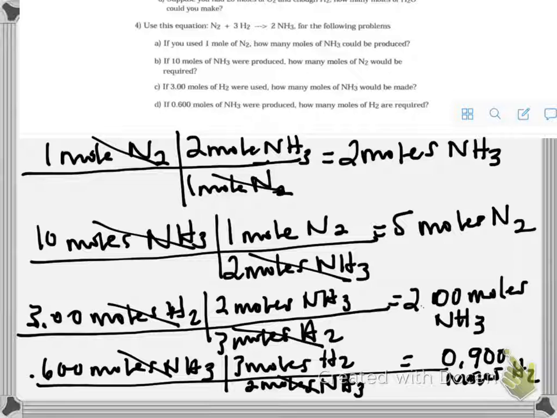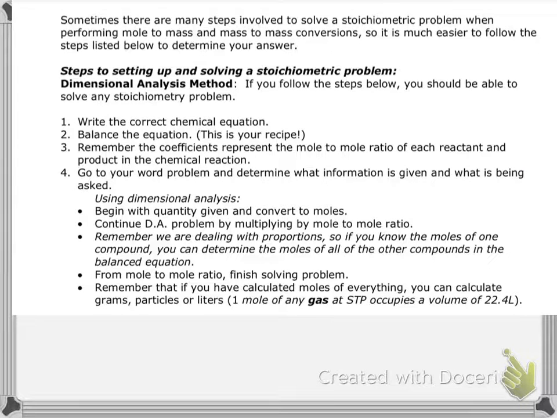Okay, so in this set of notes, you have some steps that you can always refer back to help you set up and solve a stoichiometry problem. And this is when you're working from mass to mass conversions. And what that means is you're going to be given the mass of one of the substances in a balanced equation, and you're going to be asked to find the mass of something else in that equation. So you can do that using this process of stoichiometry as long as you have your recipe to start with, which is your balanced equation.